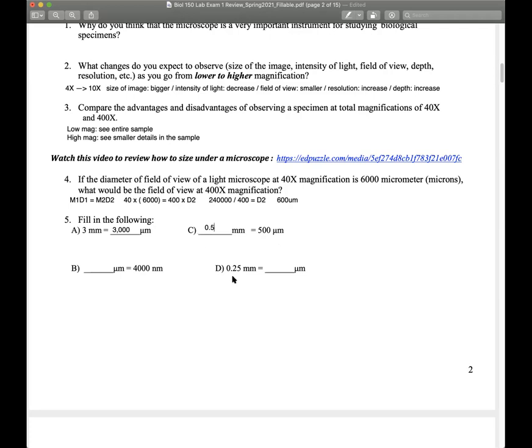Okay, now this is also along the same vein. So 0.25 millimeters is how many micrometers? 250. Exactly, yeah, 250.